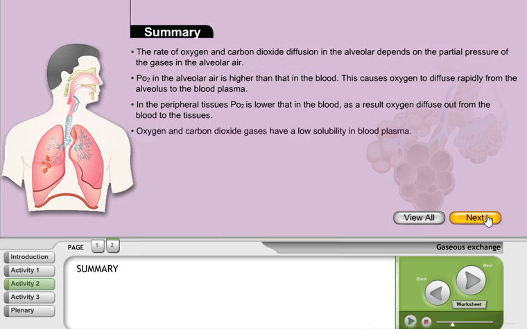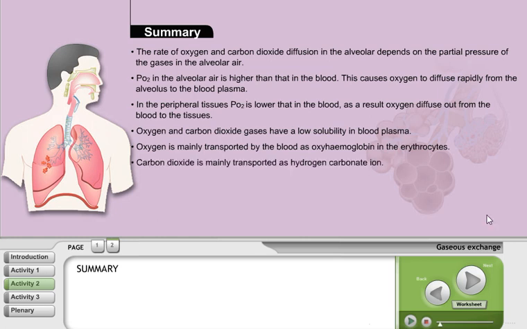Oxygen and carbon dioxide gases have low solubility in blood plasma. Oxygen is mainly transported by the blood as oxyhemoglobin in the erythrocytes. Carbon dioxide is mainly transported as hydrogen carbonate ion.